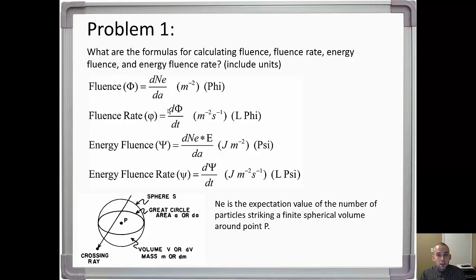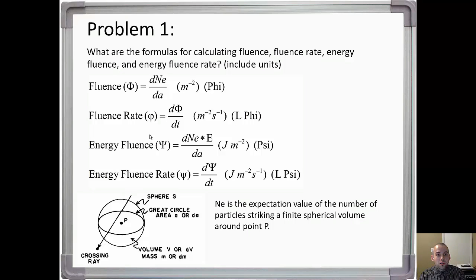Fluence rate, that's essentially your fluence divided by dt, or time. Units of meters to -2 or centimeters to -2 multiplied by seconds to -1. It's denoted by lowercase phi.